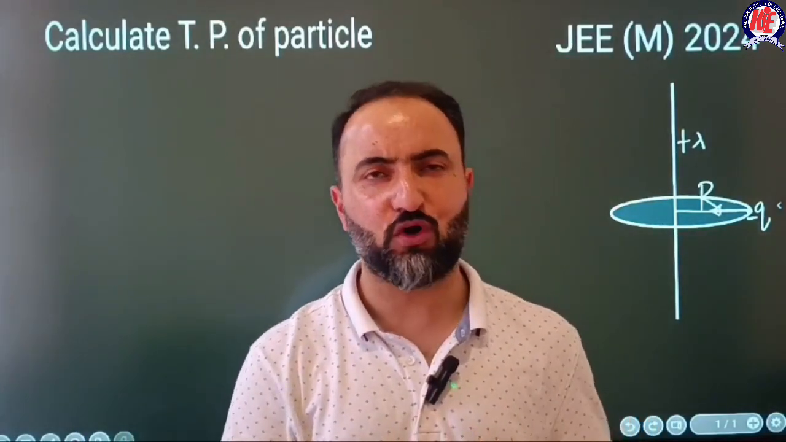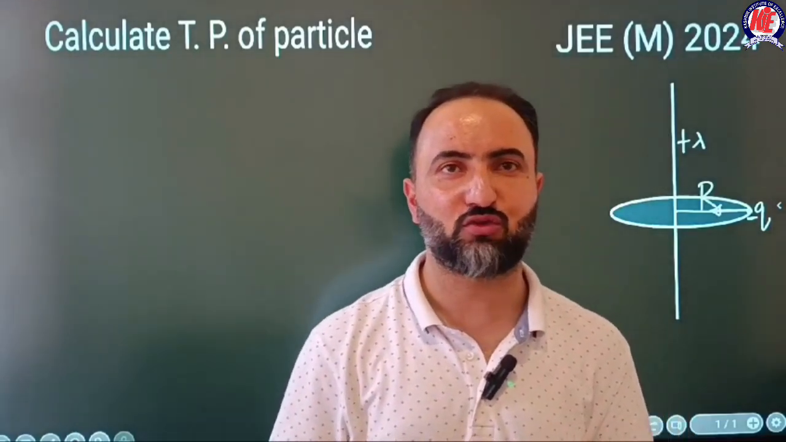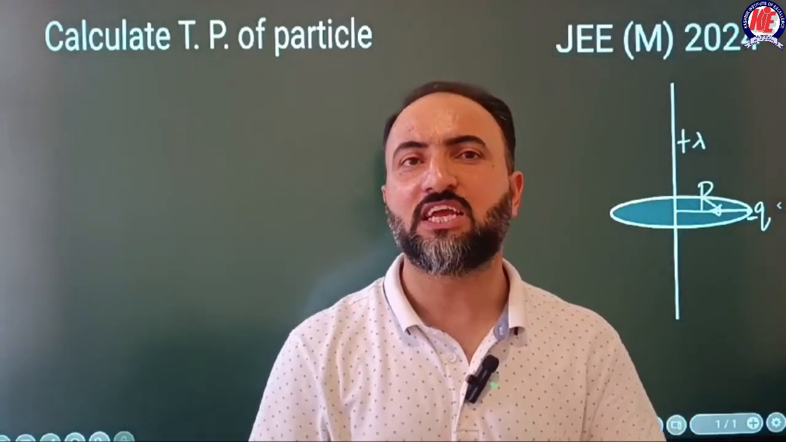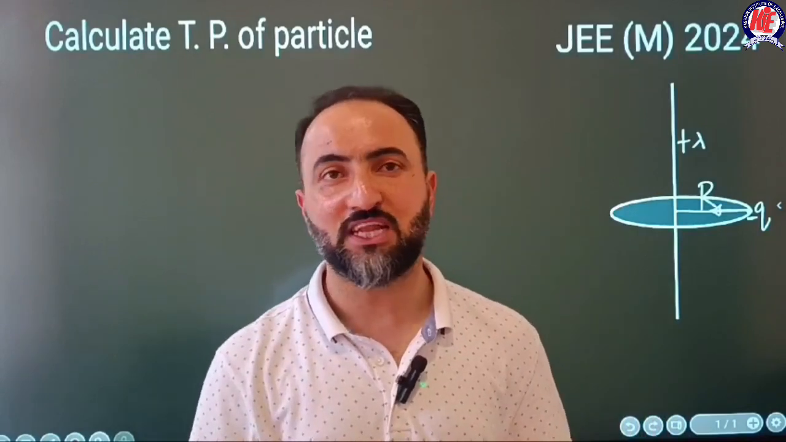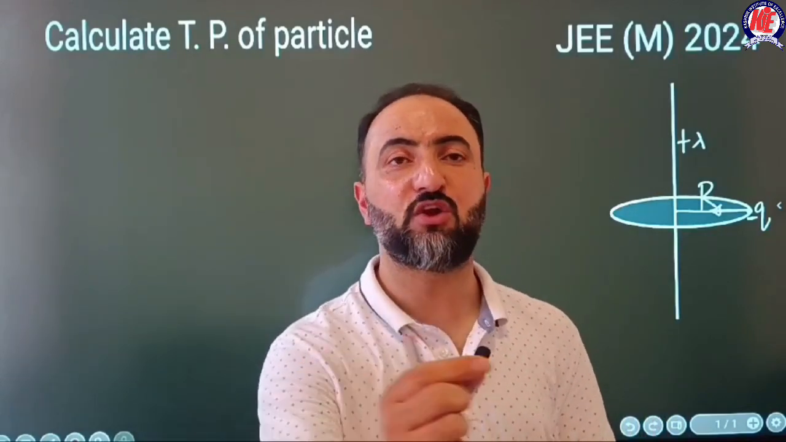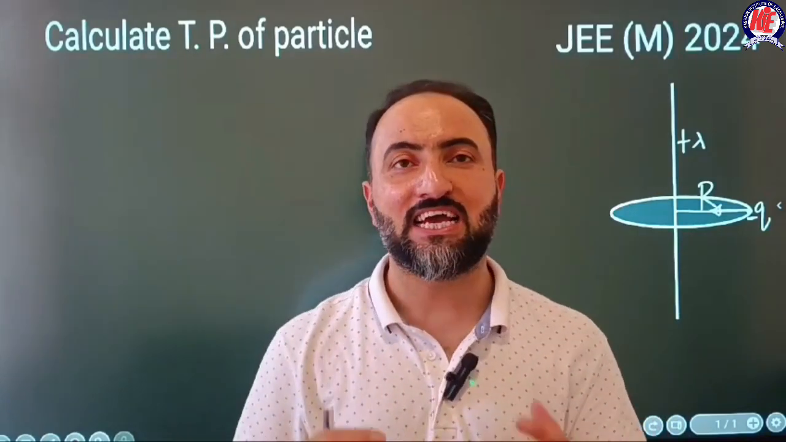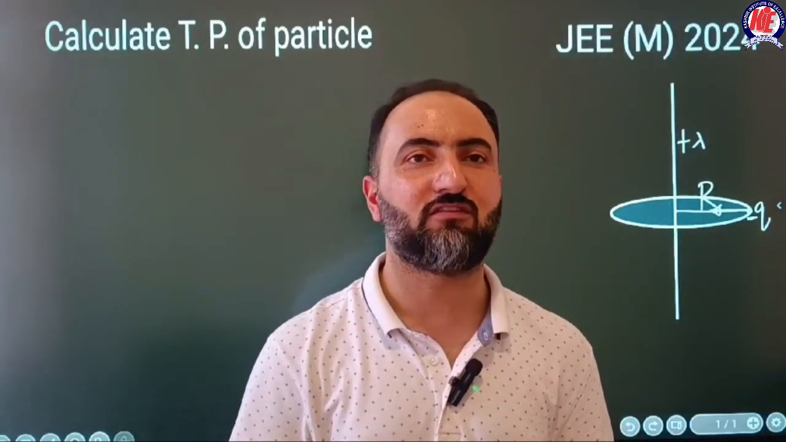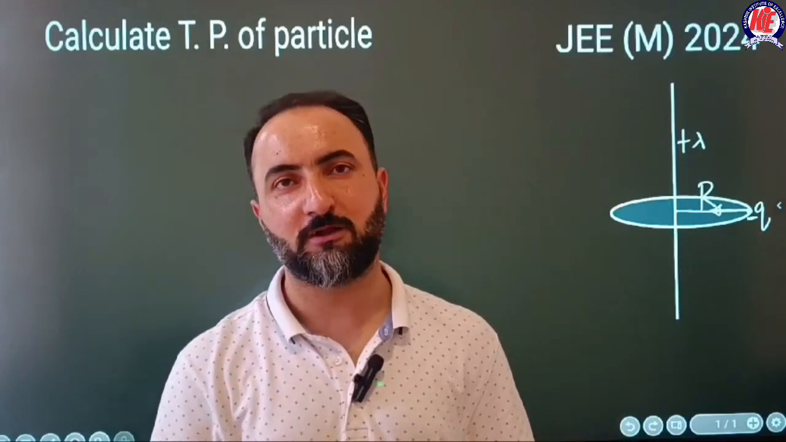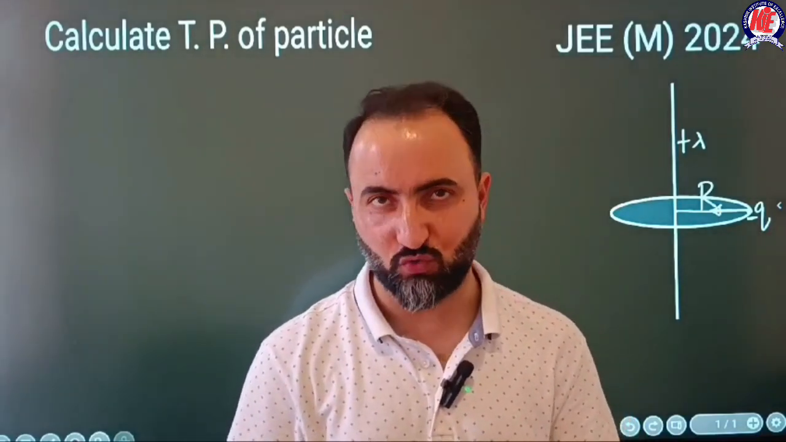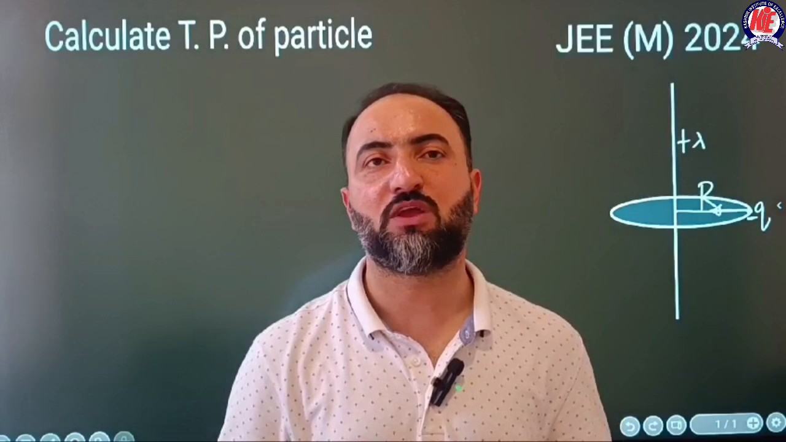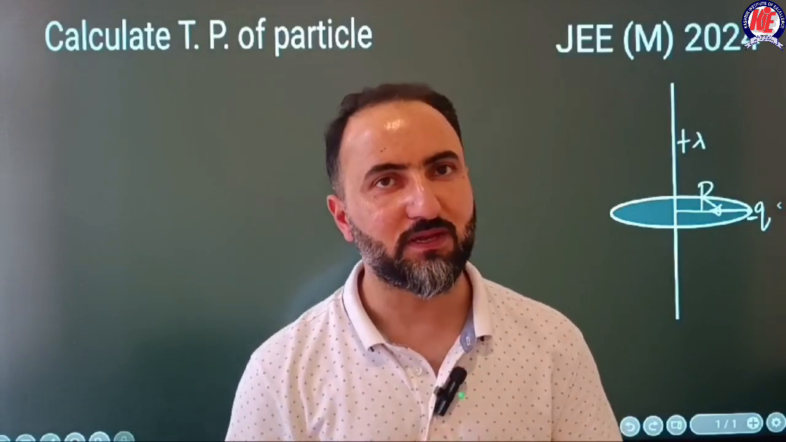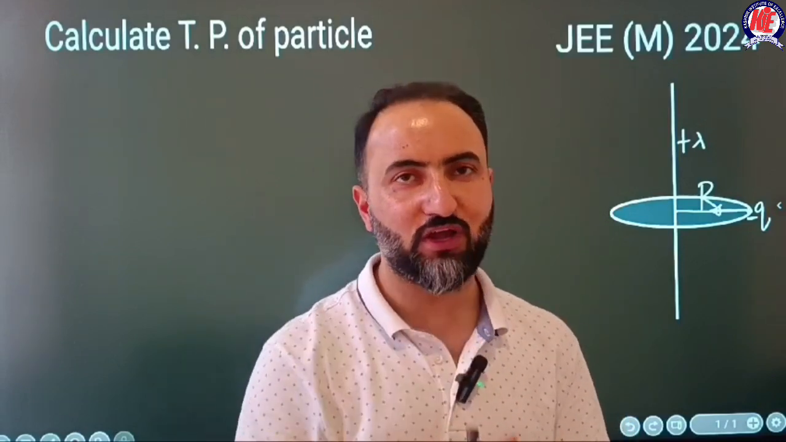Now, first and foremost, how can we calculate the time period? First of all, you should know what the time period is. It's simply the time taken by the charged particle to complete one circle. When the charged particle completes one circle, the distance covered will obviously be the circumference, which is 2 pi r, and the speed of the particle is v. So the time period will be equal to the circumference divided by the speed. So from that we have to calculate the speed.